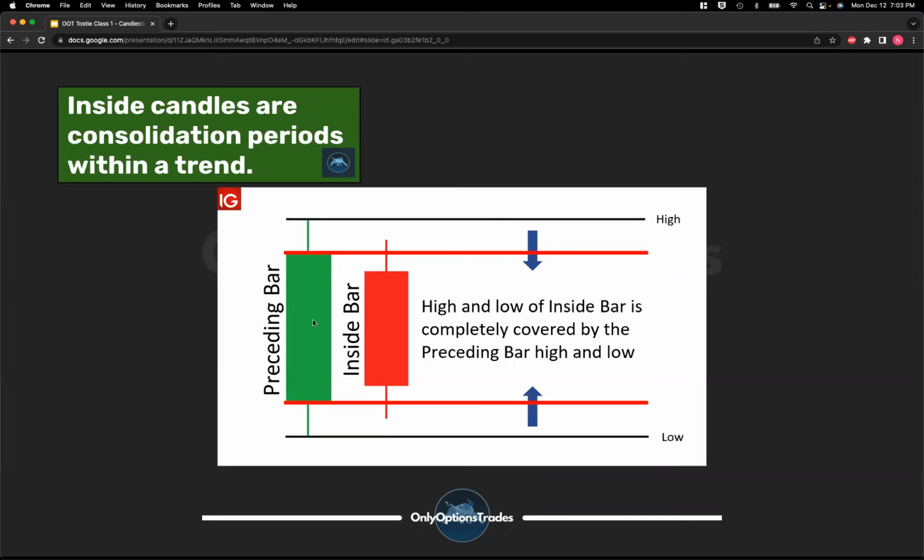So essentially, inside candles are created when a candle trades fully within the previous candle's range. There are a few ways to look at inside candles. You can look at the high or the low of the previous candle, or sometimes the open or close of the previous candle. Essentially, the smaller the following bar, the better. That just shows consolidation, which is another way of thinking of indecision to an extent.